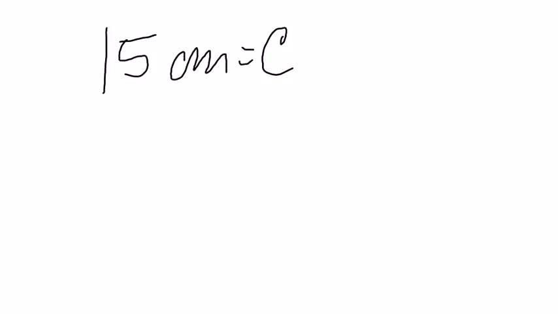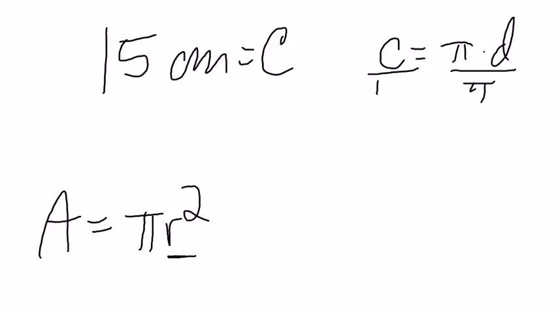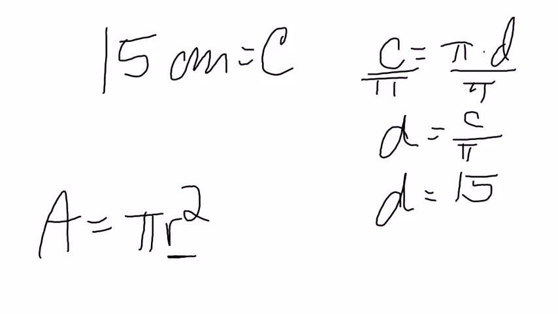Well, you can find it because you have the circumference. The area is pi r squared, pi times radius squared. The radius is half the diameter. If the circumference equals pi times d, you just solve for d by dividing both sides by pi, so the diameter equals circumference over pi. In this case, the diameter equals 15 over pi. So now you have the diameter.